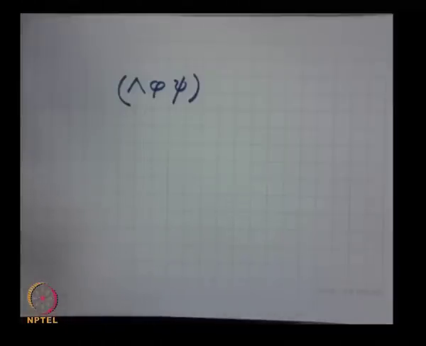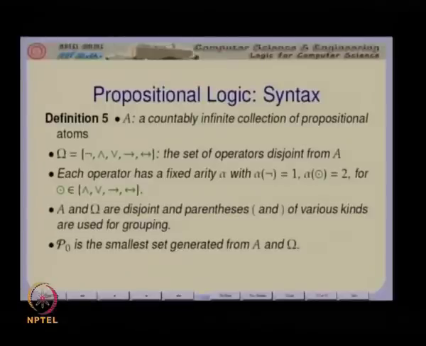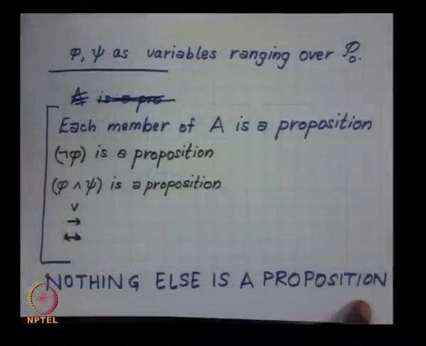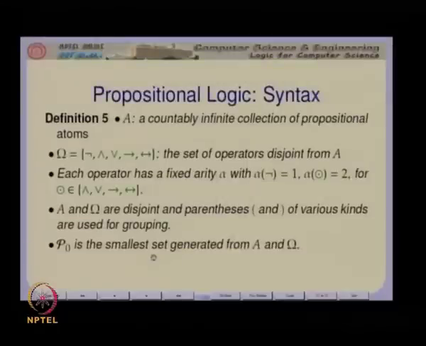Right? So essentially what we are saying is that the language has to be defined in such a way that any compiler for this language can parse the language meaningfully. It's like saying that it should be compilable. So this last sentence, nothing else is a proposition, and this phrase, the smallest set generated, all essentially say that it should be compilable and there should be no parsing errors. Yeah? Is that right? Okay.